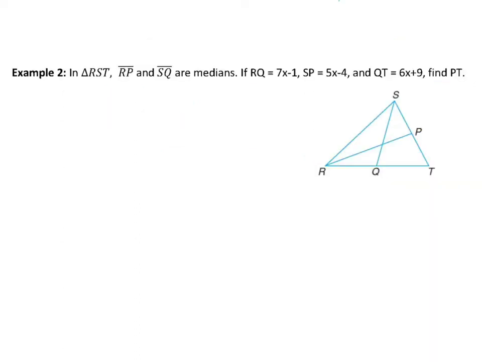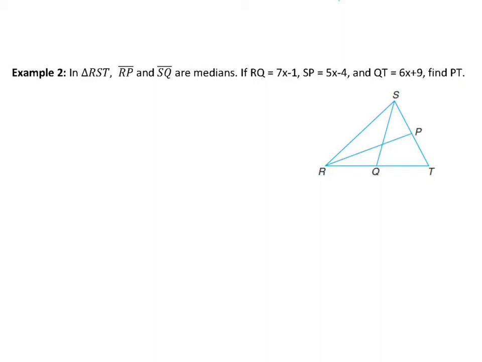Let's try example 2. Again, utilizing our idea of a median. It states that in triangle RST, segments RP and SQ are medians. If RQ is equal to 7x minus 1, SP equal to 5x minus 4, and QT equal to 6x plus 9, then let's find the length of PT.